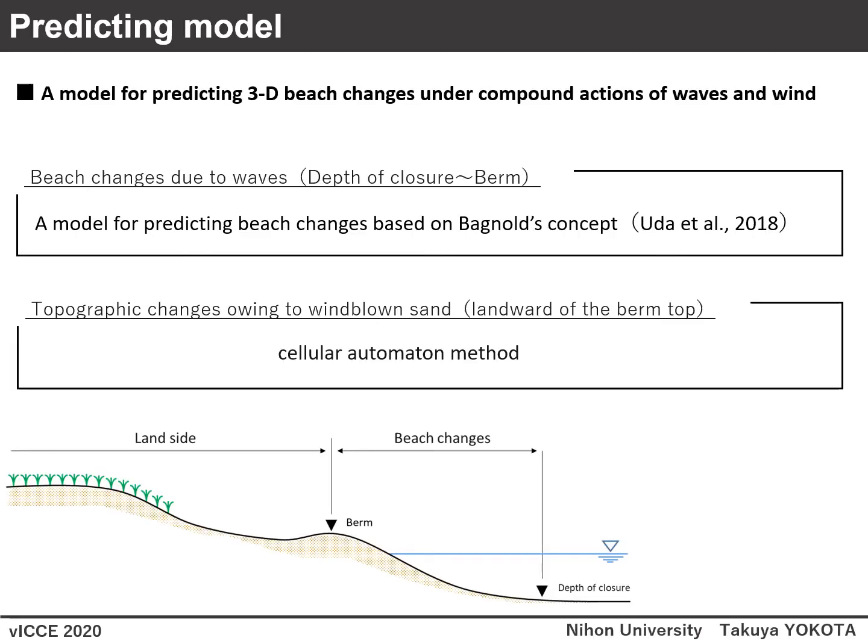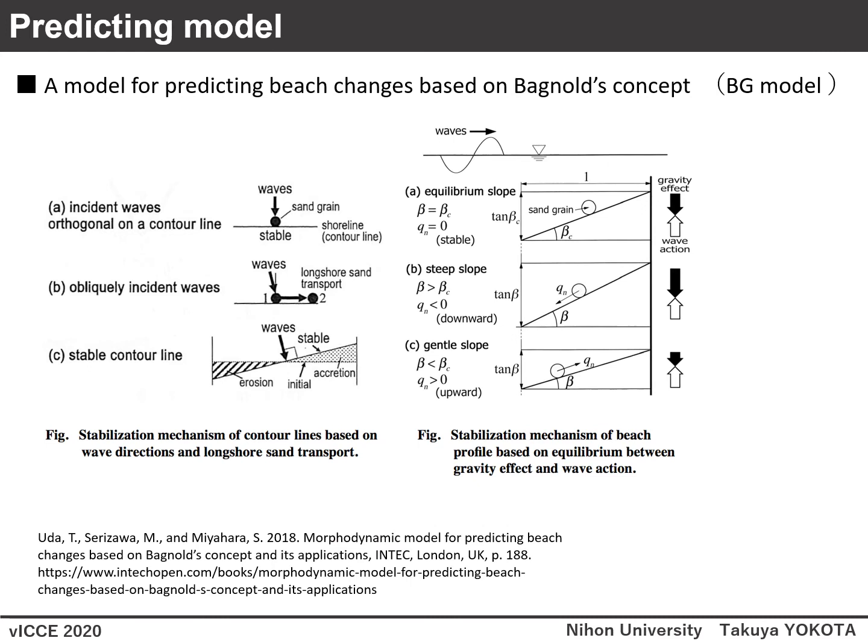In this study, the beach changes due to waves occurring in the depth zone between the closure depth and the berm height were predicted using a model for predicting beach changes based on Bagnall's concept. On the other hand, topographic changes due to windblown sand were predicted in a zone landward of the berm top by a cellular automaton method. And this shows the physical meaning of the BZ model.